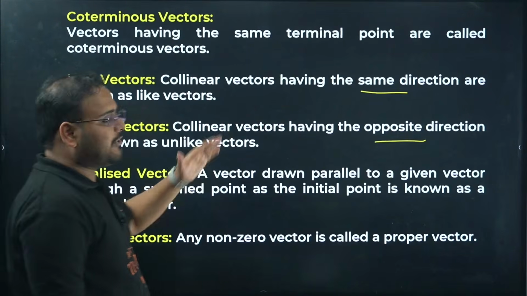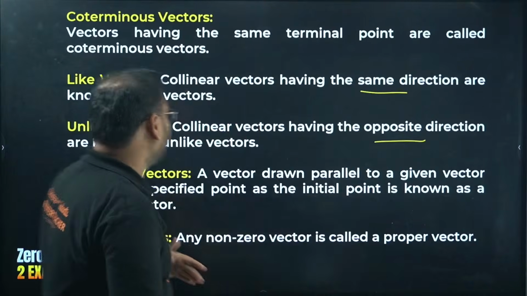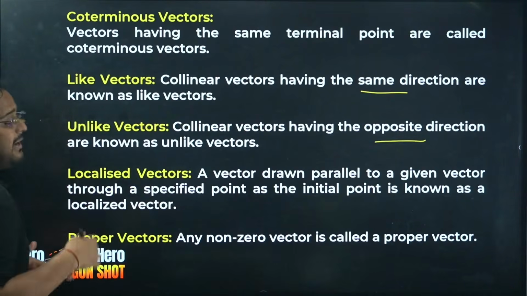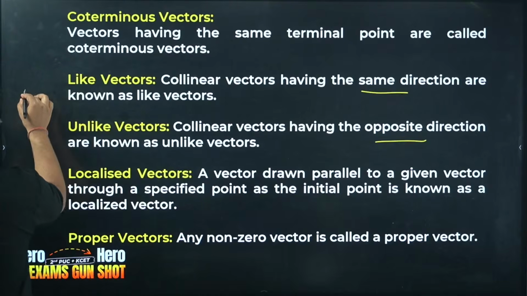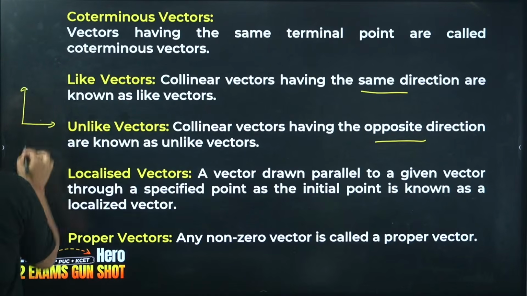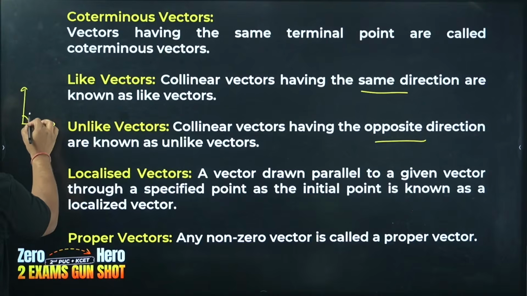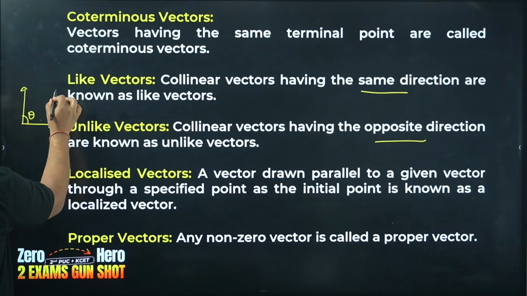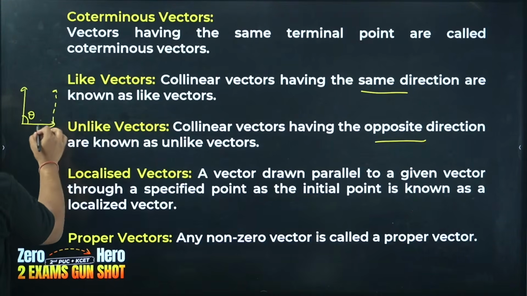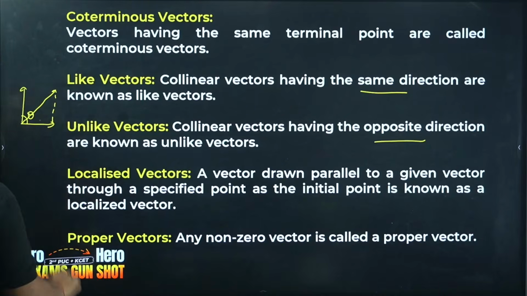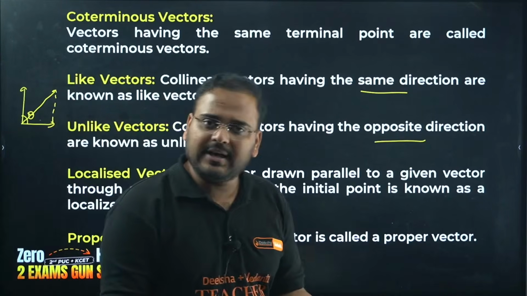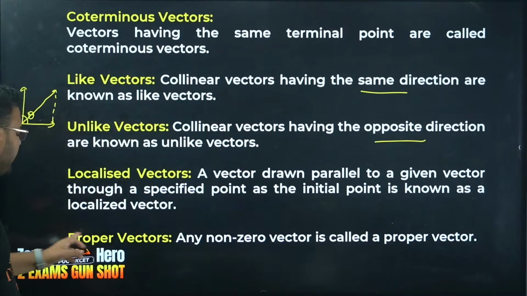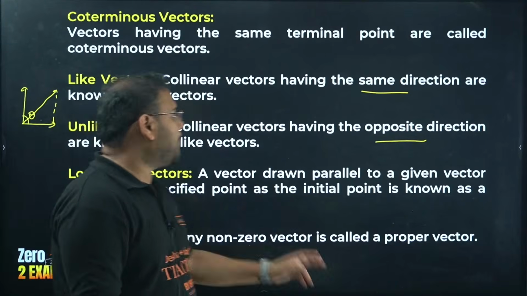Localized vector means when you move the vectors. You remember in the triangle law of addition, in the parallelogram law of addition, whenever you talk about this, how do you solve it? This vector has angle theta between them. You move this vector in the same way over here. This is called localizing the vector, and you solve it with the help of the triangle law. Proper vectors: a non-zero vector is called a proper vector.